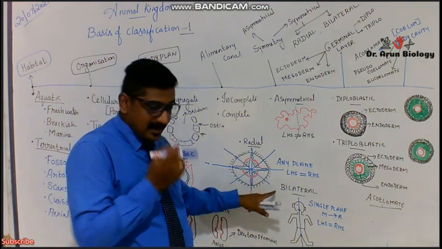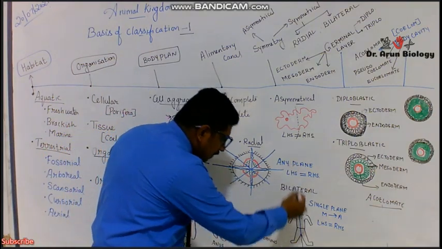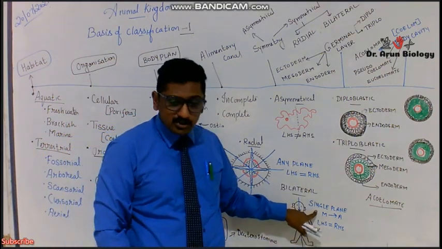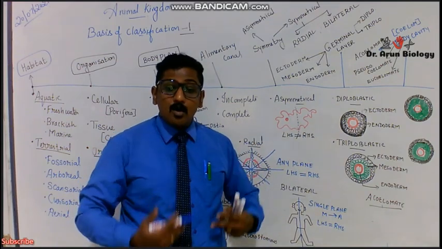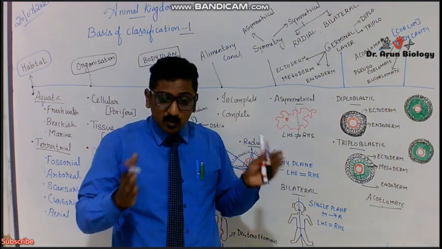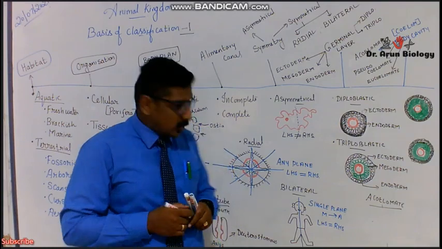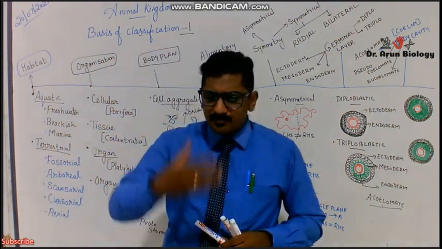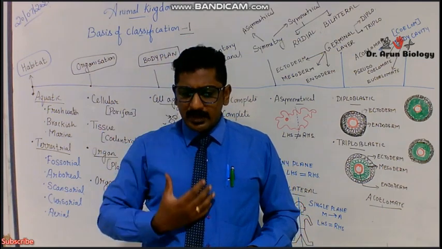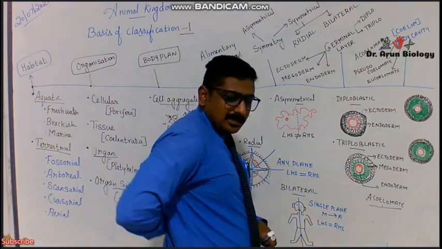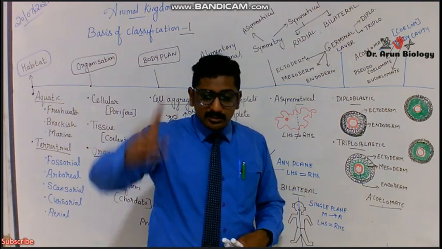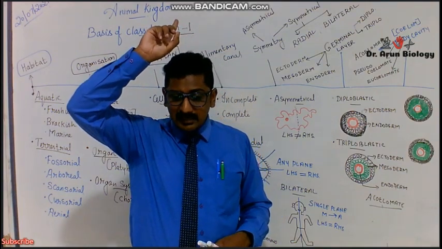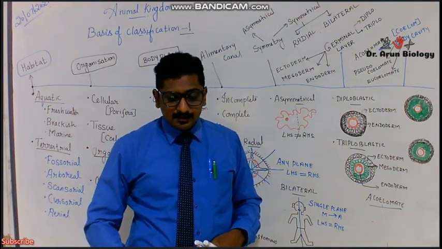Next we have bilateral symmetry. A single plane crossing the body from mouth to anus, the oral-aboral axis, able to divide it into two equal halves, we are going to call bilateral symmetry. I want to say here the front part is called ventral, the back part is called dorsal, the topmost part is called anterior, the bottom part is called posterior.